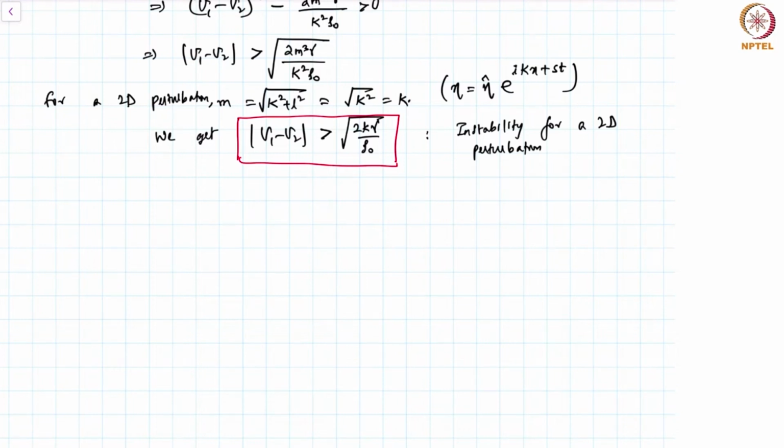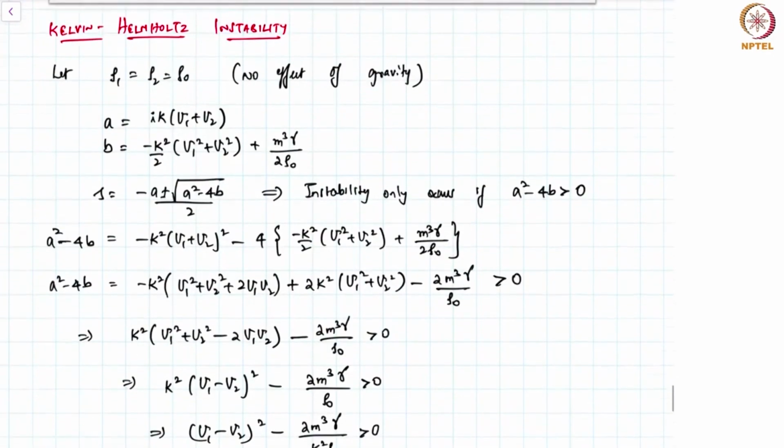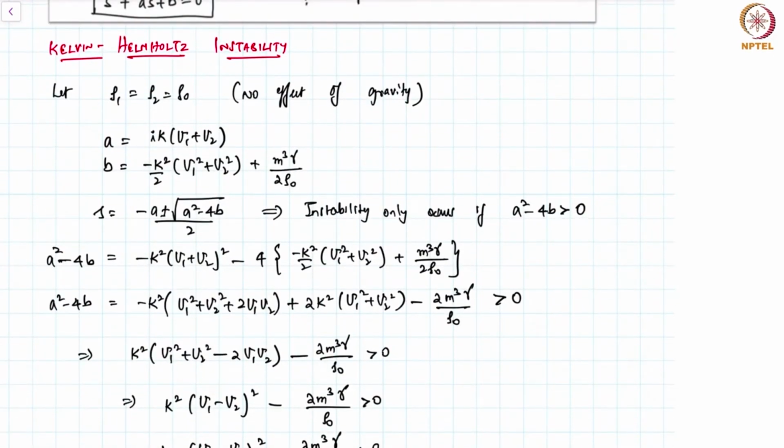So instability will only occur when, if the k becomes very, very large, the quantity on the right hand side will become very large, and this inequality will not be satisfied anymore. So now that we have this u1 minus u2 cutoff, we have these expressions for a and b, and therefore I can also write down the full solution for s, and I leave it to you to work out the exact expression for s. s would just be minus a plus or minus square root of a square minus 4b, by 2.